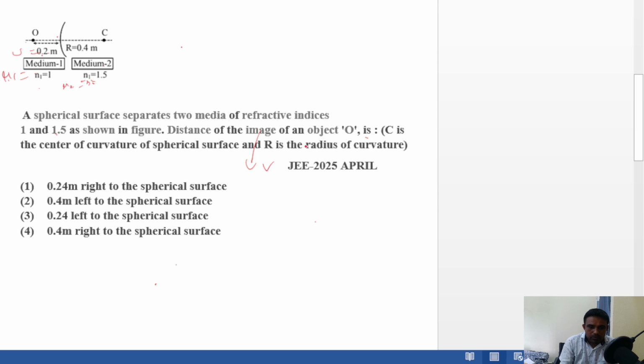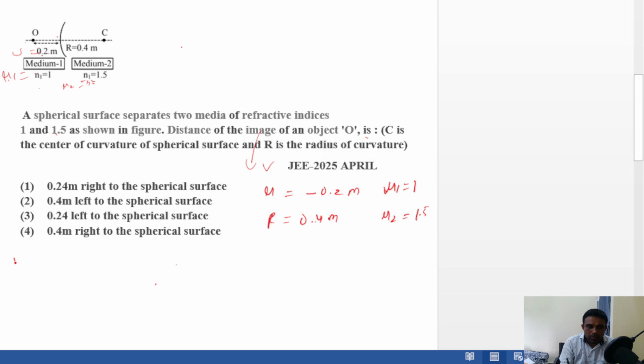Okay, so given u is equal to minus 0.2 meter. I have taken minus because the object is placed on the left side of the mirror. If the object is placed on the right side, then it will become positive. Here it is on the left side, no? That's why I have taken minus 0.2. The radius of curvature is given as 0.4 meters. Mu 1 is equal to 1, mu 2 is equal to 1.5.